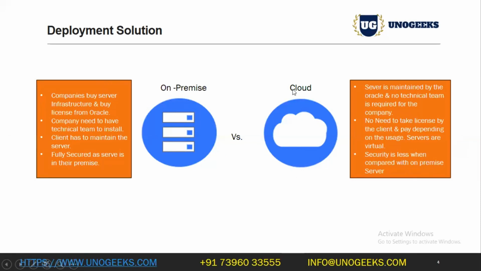But with the cloud, there is no need to bother about anything. Everything is maintained by Oracle. Technical team dependency is reduced, and there is no need to take any license; the client pays depending on usage, based on what you want to use for your business. Security effort is less compared with on-premise, since everything is taken care of by the vendor. Who is the vendor in our case? Oracle. These are the main differences between on-premise and cloud. For that reason, most of the clients have already started migrating to the cloud. Let's move on to the next slide.